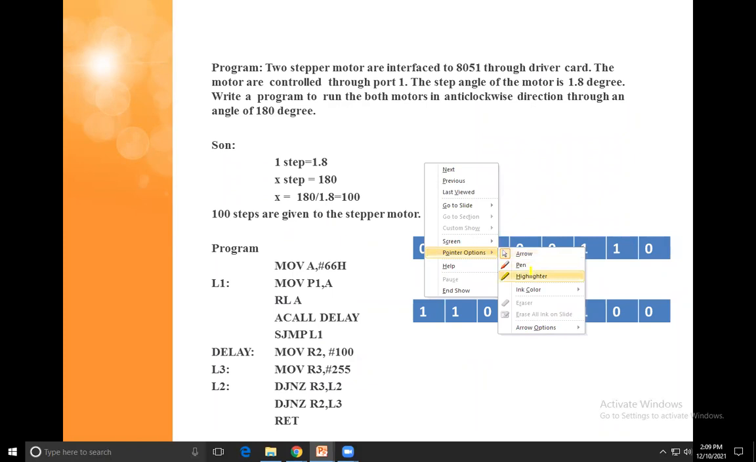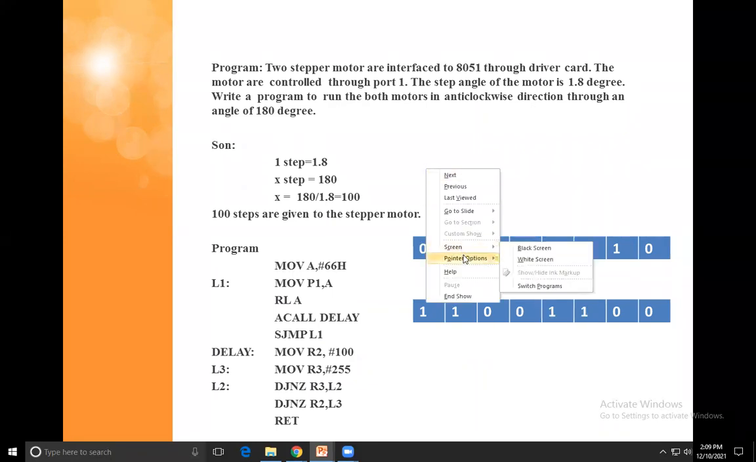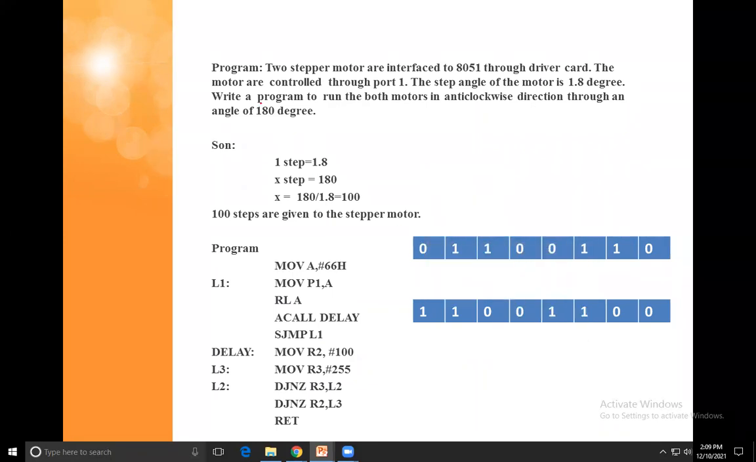See, there are two stepper motors interfaced with the 8051 through a driver card. Driver card means what? This is the ULN 2003, the driver card. The motor is controlled through port 1. So 8 pins are connected to port 1: 4 pins for one motor and 4 pins for the other motor. Then the step angle is 1.8 degrees.